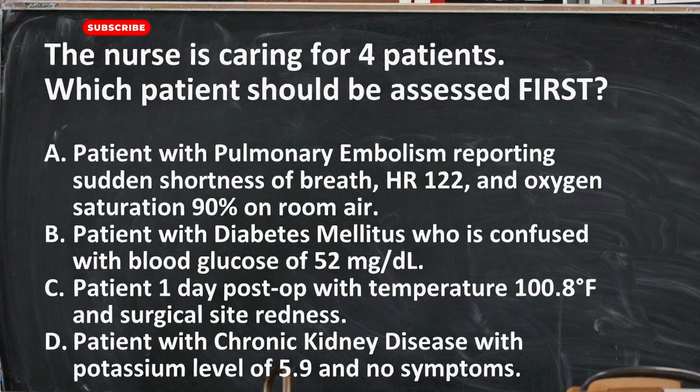Question 8. The nurse is caring for 4 patients. Which patient should be assessed first? A. Patient with pulmonary embolism reporting sudden shortness of breath, HR 122, and oxygen saturation 90% on room air. B. Patient with diabetes mellitus who is confused with blood glucose of 52 mg/dL.